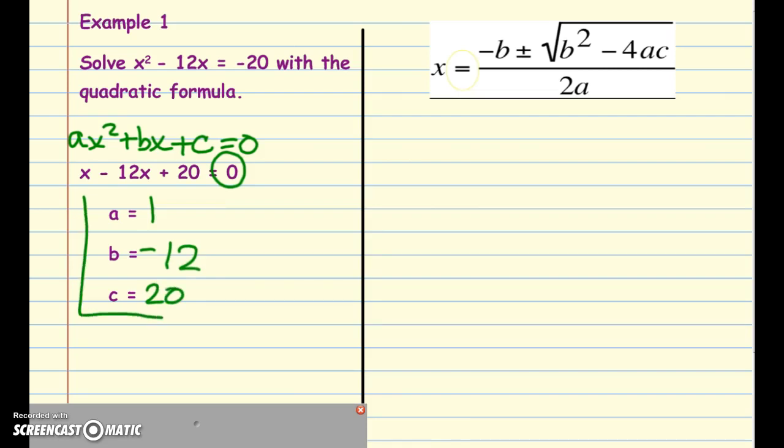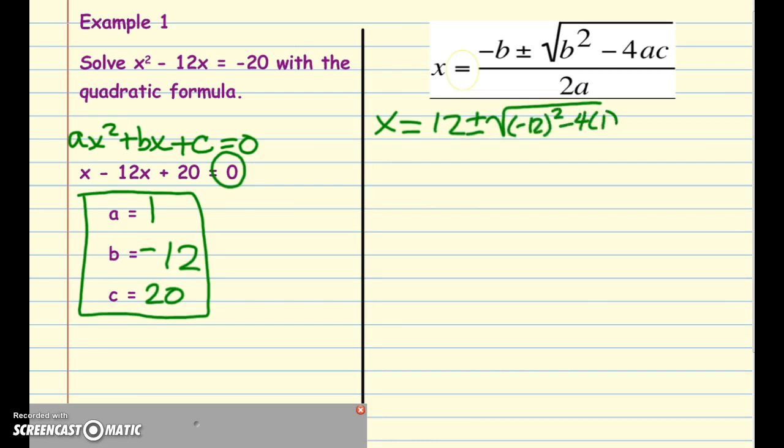And once you identify those three numbers, then you're going to take that information and plug it into the quadratic formula to find our solutions. So as with everything else, we're going to show our steps. Our b is negative 12. The opposite of that is positive 12, plus or minus the square root of negative 12 squared minus 4 times 1 times 20, all over 2 times 1.